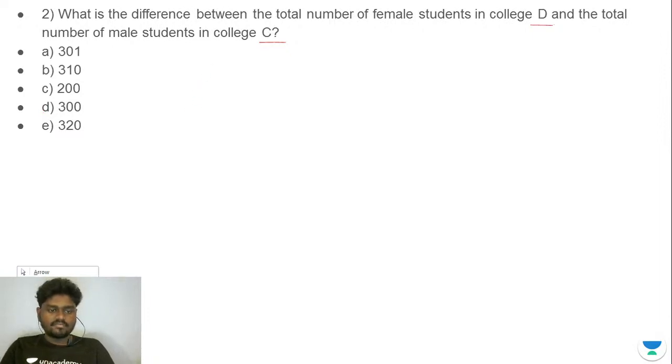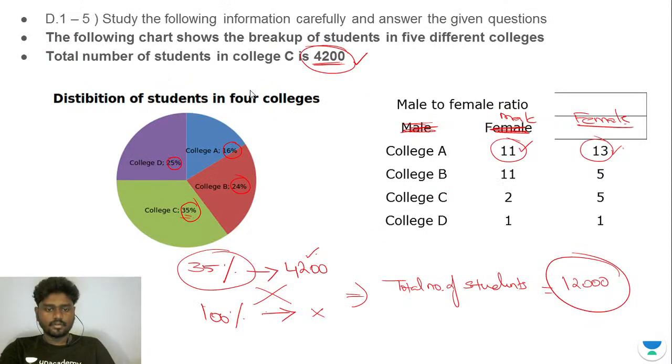So first, I know the fact that the total number of students in college C is 4200, right? It's already given. And out of that, let me find how many male and how many female. In college C, the ratio is 2:5, a total of 2 plus 5, so out of 7 parts, 2 parts are male and 5 parts are female. That's what it means, right? So first, let me find the male here.